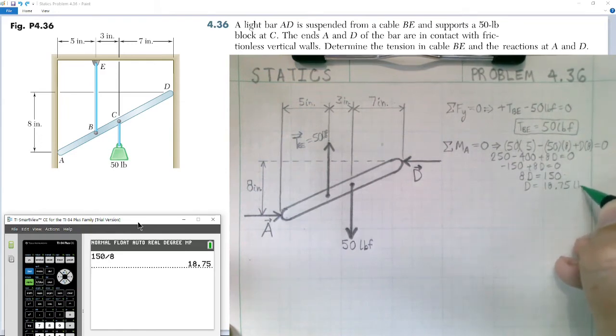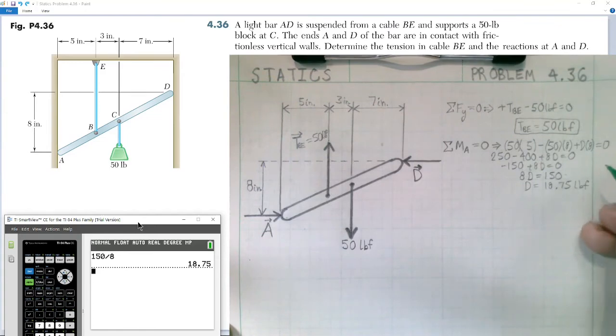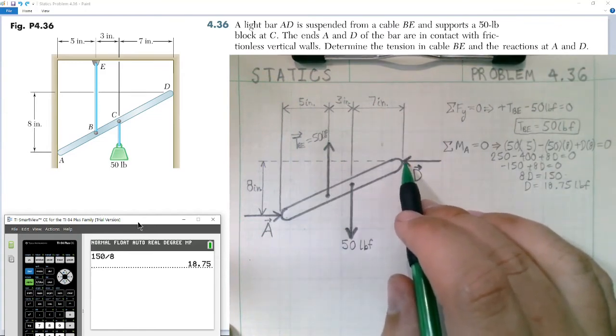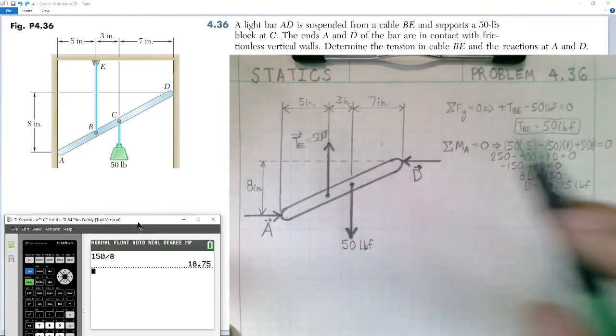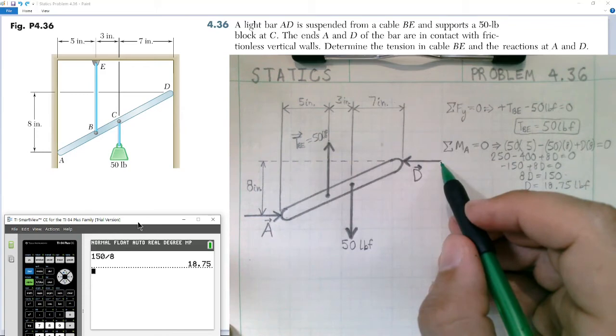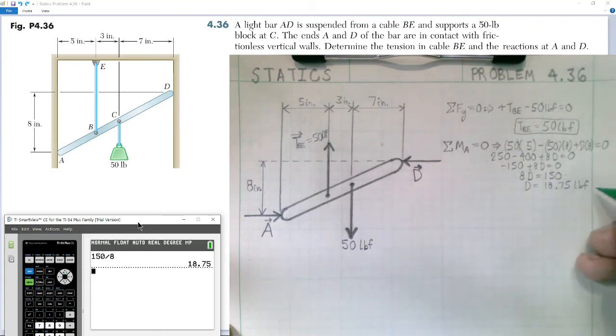18.75 pounds of force. Now, because this is positive, it means the direction we have drawn the arrow, the vector D, is correct. If this was a negative value, we would reverse the direction of the vector for D. So I'm going to include an arrow going to the left for vector D in my answer. It is a vector going to the left.